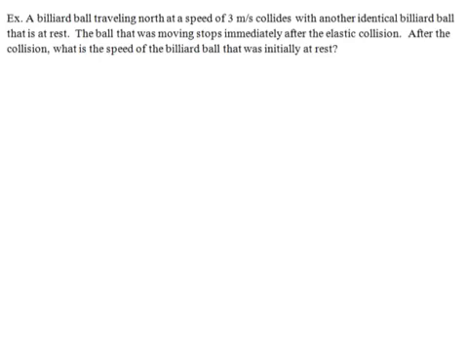let's go through this. A billiard ball, on a pool table, is traveling north at a speed of 3 meters per second. It collides with another one that's identical. The ball that was moving immediately stops. We want to figure out the velocity of the ball that was not moving, after it was collided with, if it was initially at rest. So we've got one object that is moving, it collides with another object, causes the other object to move, but the first object completely stops.